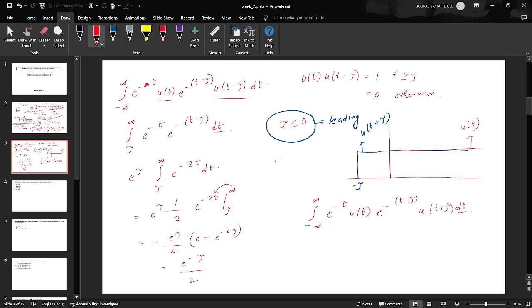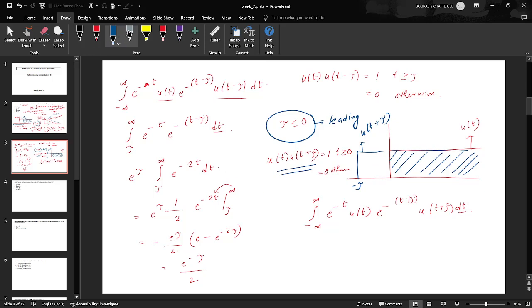Now in this case you see that this product here, u(t) and u(t plus tau), is non-zero only when t is greater than or equal to 0, and it's 0 otherwise, because in this particular region they are both 1. So this is going to matter. Anything less than 0, this product here is going to be 0.